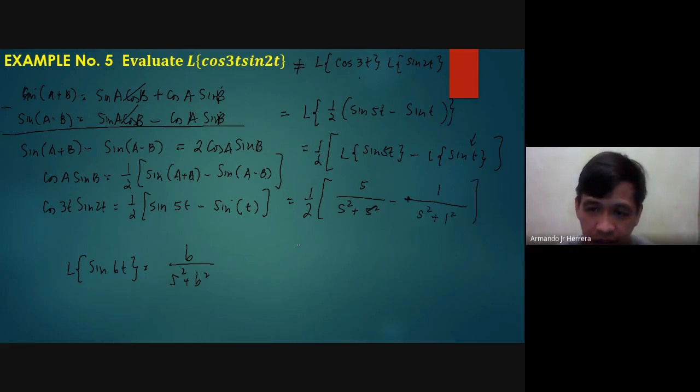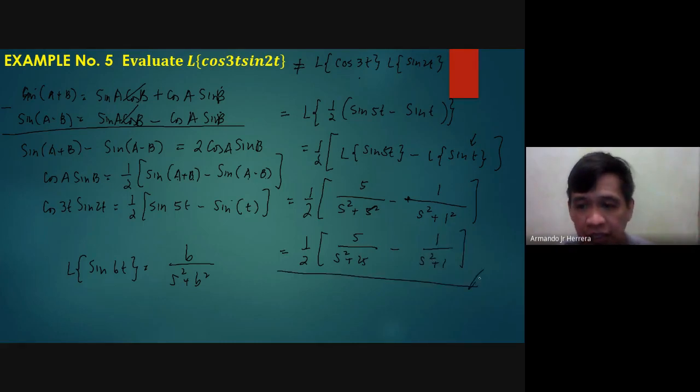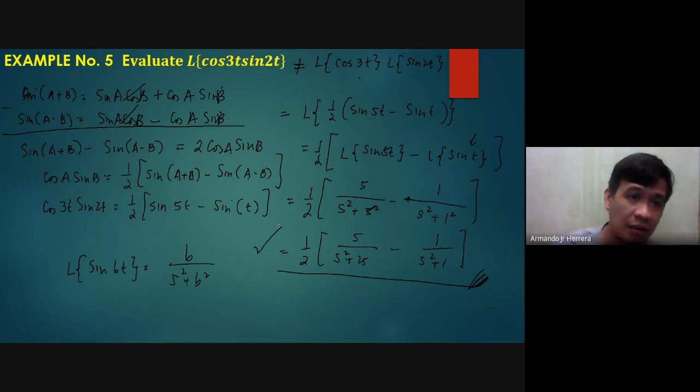So simplifying, that gives us 1 half quantity 5 over s squared plus 25 minus 1 over s squared plus 1. So this can be our final answer. If you wish to use the LCD, that's fine, but this can be our final answer there.